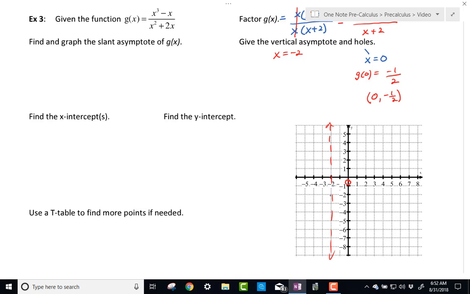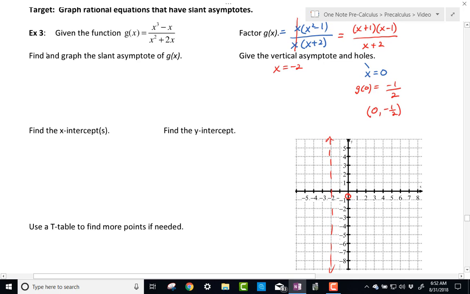I do need to find my slant asymptote. So I'm going to go back up here a little bit. I need to set x plus 2 equal to 0, so that's going to be x equals -2. And I'm going to divide that into x squared minus 1. So again, setting up my synthetic division here, the coefficient of x squared is 1. There is no x term, so I need a 0. And then my constant term, -1. And I'll throw out my remainder in a minute.